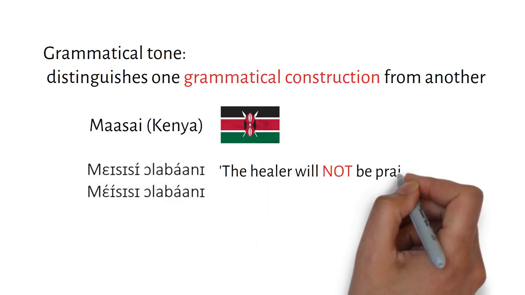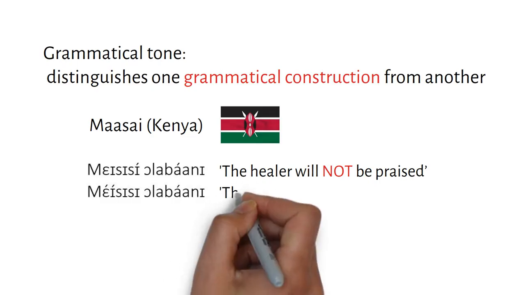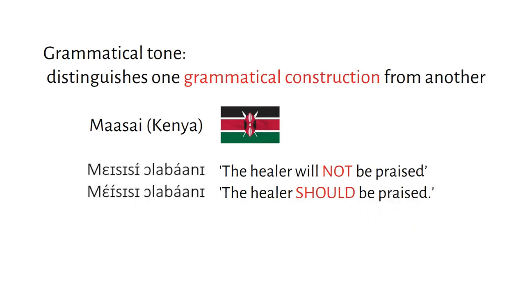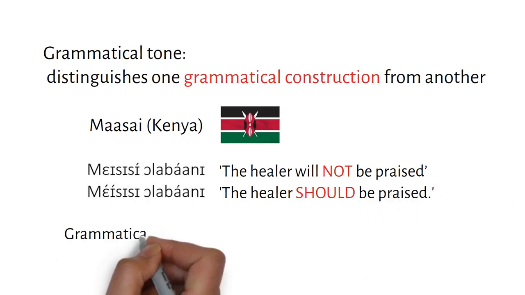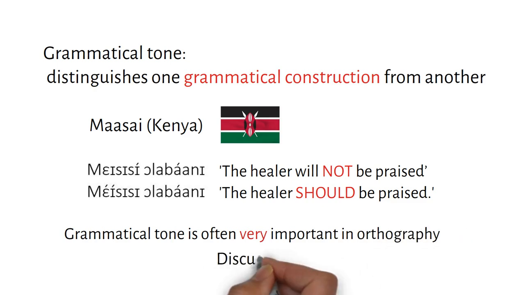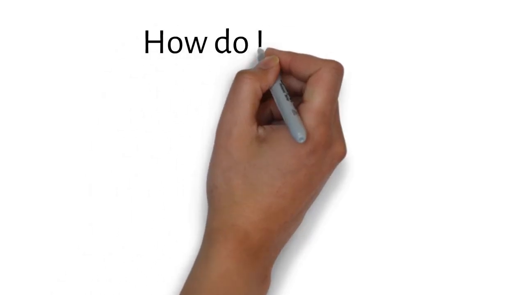The first sentence means the healer will not be praised or is not praised, but the second sentence means the healer should be praised. As you can see, grammatical tone is often very important in orthography, and we will discuss this in the next video. In this video, we will talk only about lexical tone.